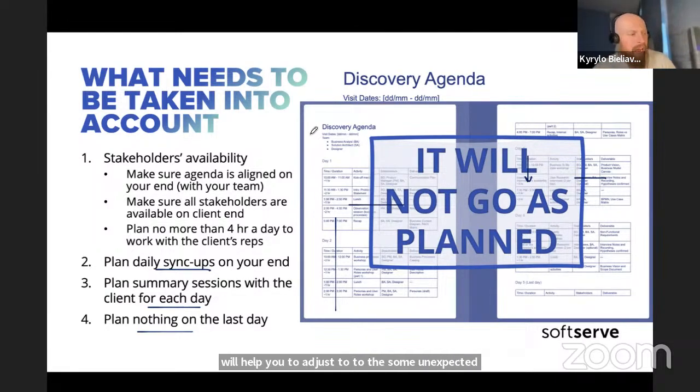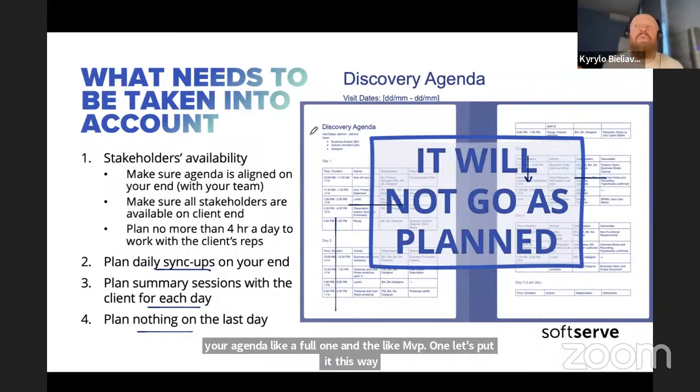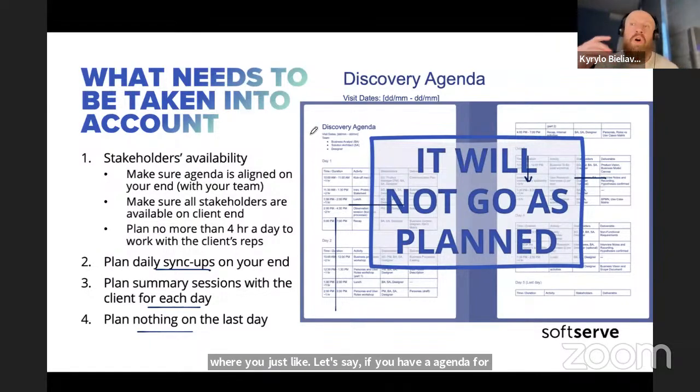And I would also advise having two versions of your agenda, a full one and an MVP one. Let's say you have an agenda for 5 days, make another one just for 2 days, with the most important sessions which you really need to take, just to be sure that you have at least those sessions if something goes not as planned, because you can never foresee what will happen during these 2 or 3 weeks on the client side.